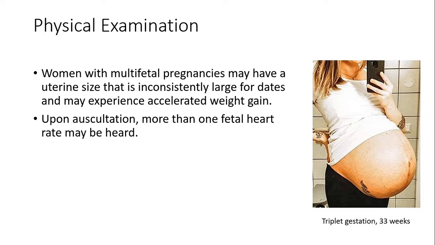Women with multifetal pregnancies may have a uterine size that is inconsistently large or larger for dates and may experience accelerated weight gain. Upon auscultation, more than one fetal heart rate may be heard. One to the right, one to the left, one up, one down. And you see in the picture the mother's belly is markedly enlarged at 33 weeks of pregnancy, roughly corresponding to full-term gestation in a singleton pregnancy.